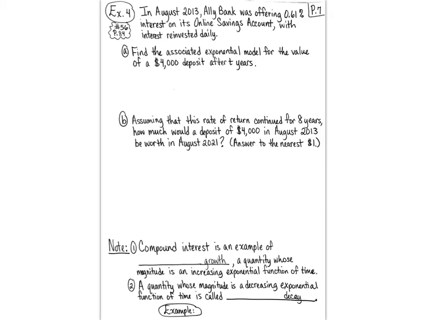So remember our equation that we just talked about. A of T is equal to P times the quantity 1 plus R divided by n, raised to the T times n. Now, it says T years, so we have that. It says we are finding the exponential model for the value of a $4,000 deposit. So we know P is equal to 4,000. But now the question is, what is R and what is n?